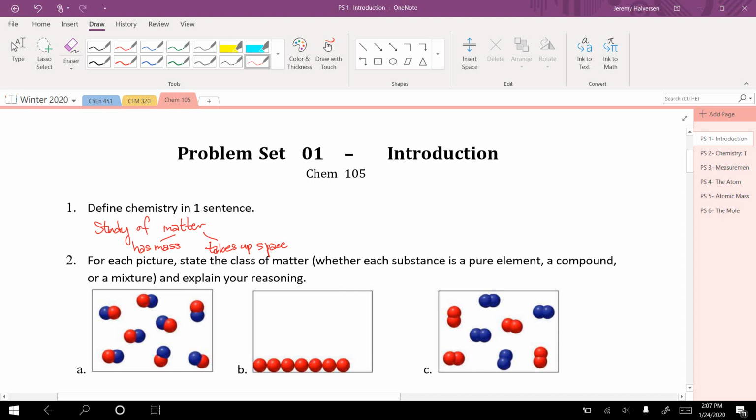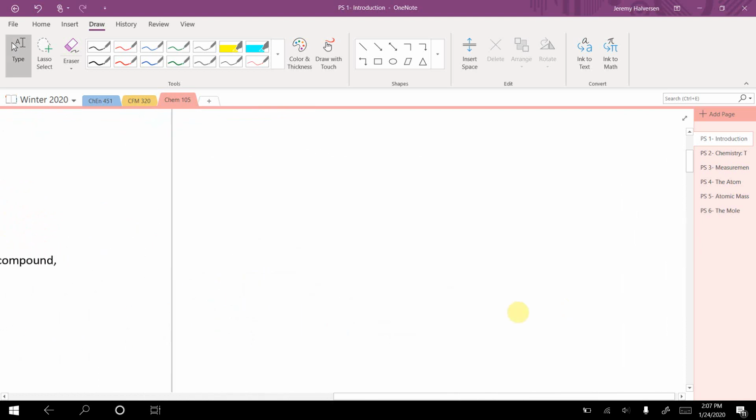All right, problem two here. For each picture, state the class of matter, whether it's a pure element, compound, or a mixture. Explain your reasoning. So before we do that, why don't we jump over here and write out a little classification of matter.